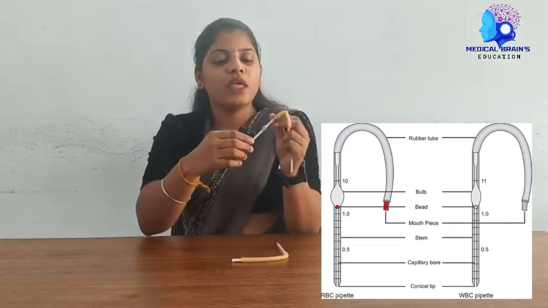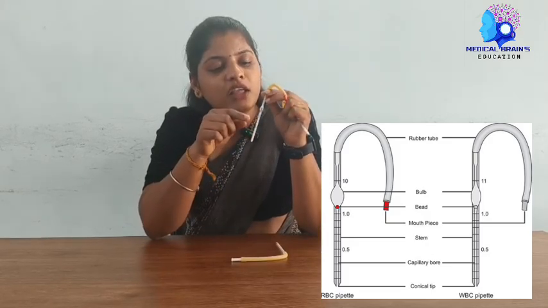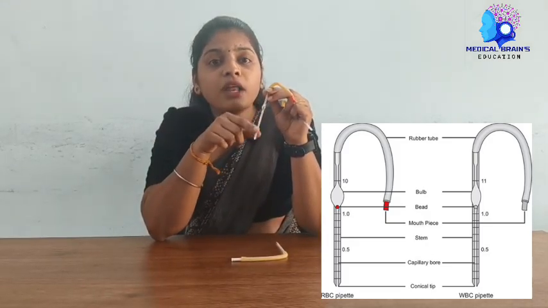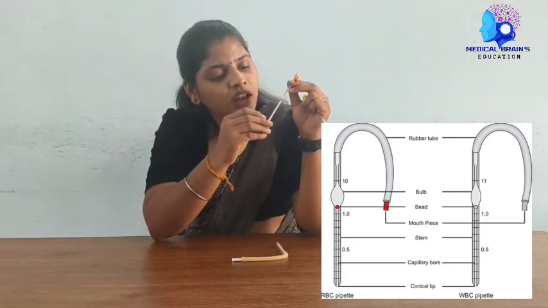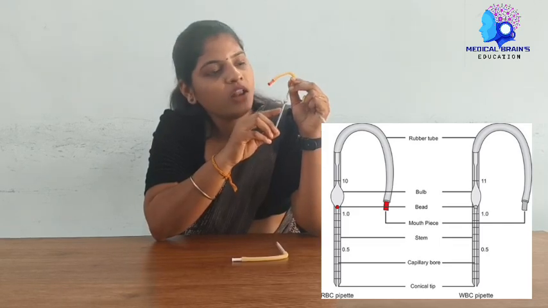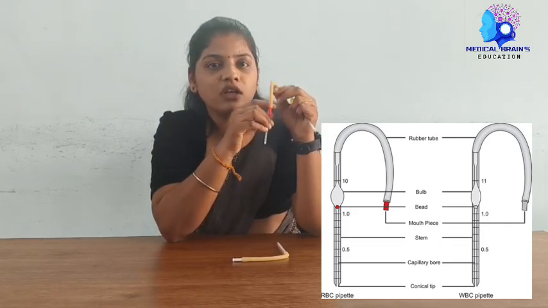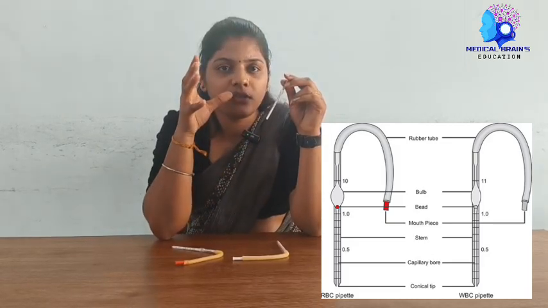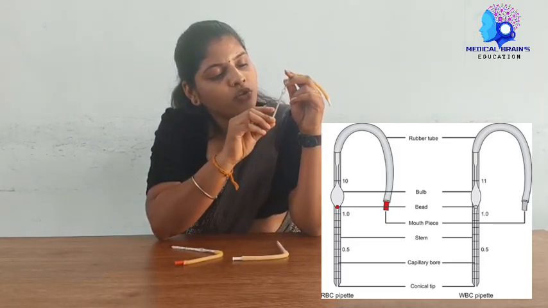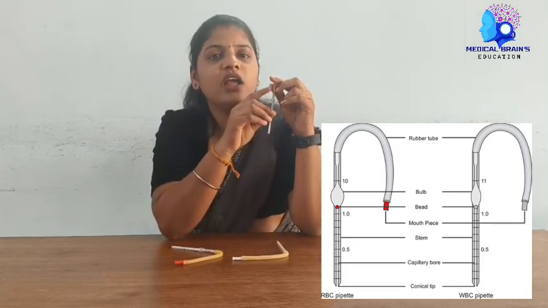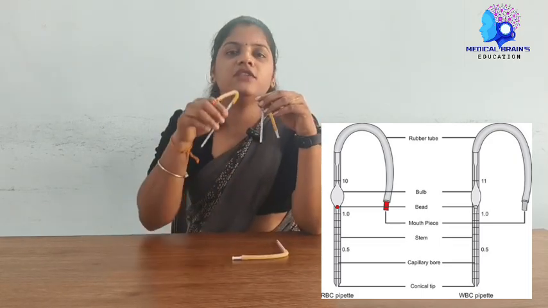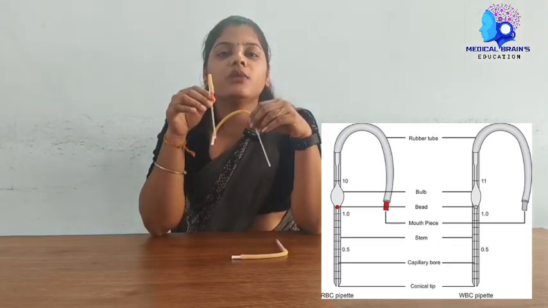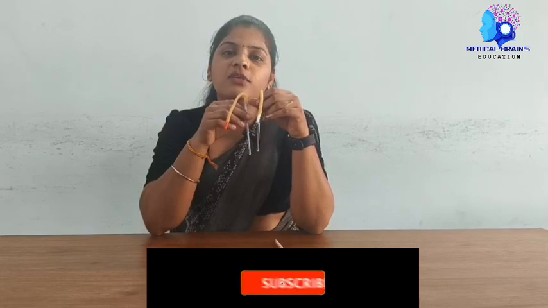Okay. And next, in the RBC pipette, there are differences in the numbering scales. The numbers are 0.5, 1 and 101. Okay. And in the WBC pipette, the numbering scale numbers are different, like 0.5, 1 and 11. These are the differences and parts of the WBC pipette and RBC pipette.